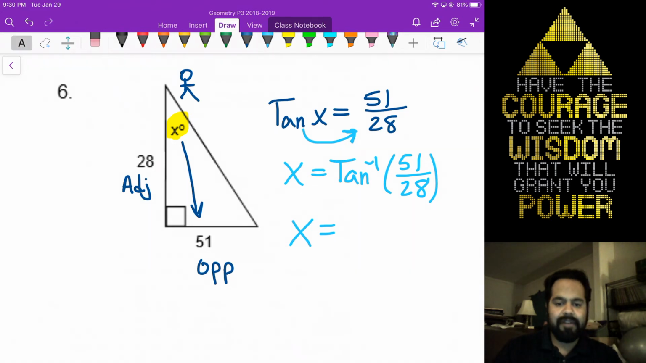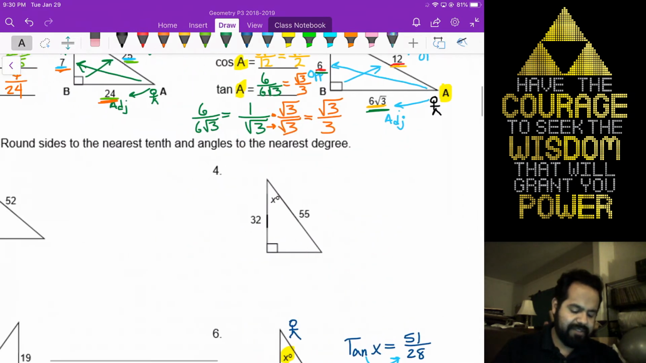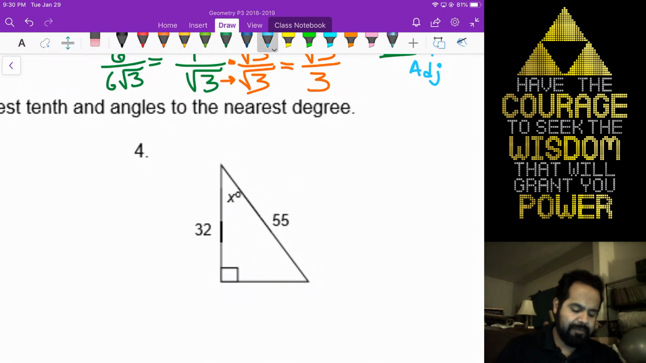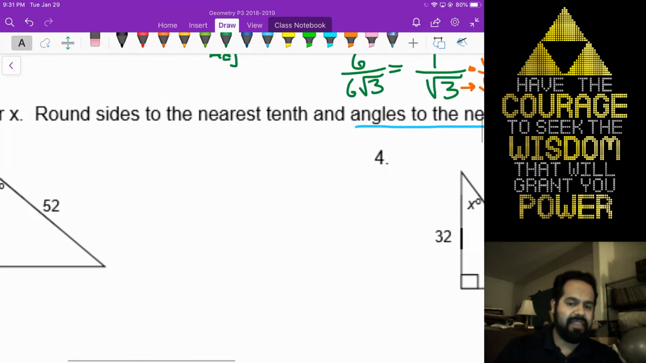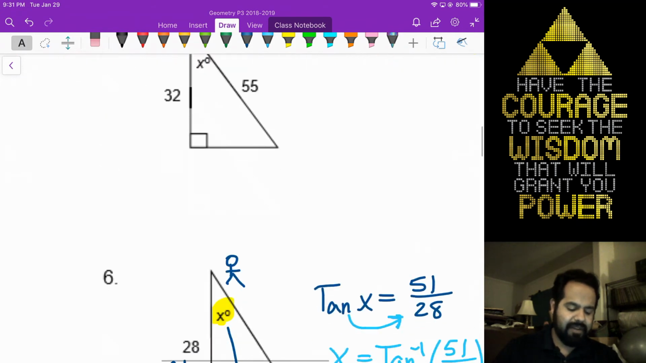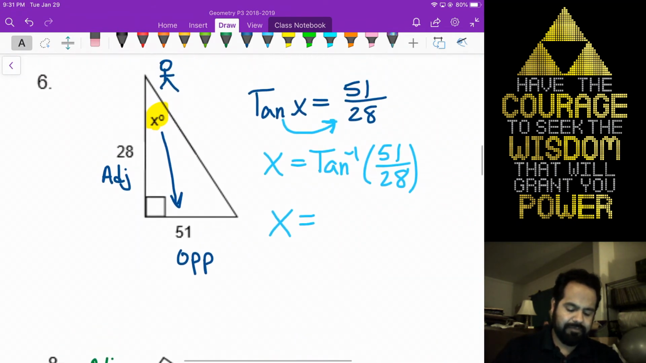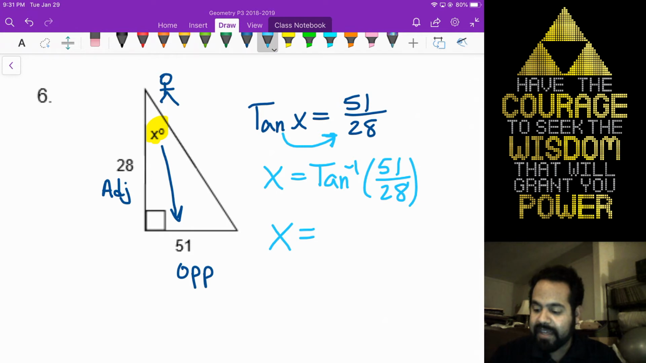I am solving for an angle. The directions do say round angles to the nearest degree. That means the nearest whole number. Side lengths we usually will have measured to the nearest tenth. Okay, so don't be getting all confused. So we're going to have that 61 degrees. So hopefully that was help to you, Elijah.